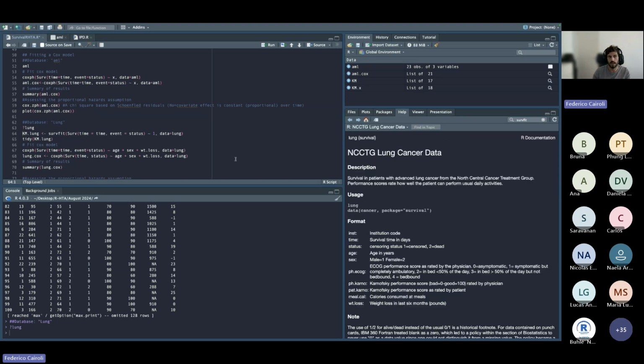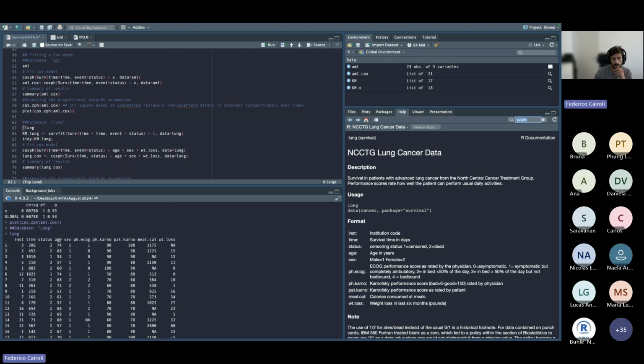So again, this lung database is within the survival package. So you just put here lung, and you are going to obtain the description of the database. So time is survival time in days, and status is censoring status: 1 is censored, 2 is death. Okay, so we have this specific information. We are also going to use age, sex, male equal to 1, female equal to 2, and weight loss, which is weight loss in the last 6 months.